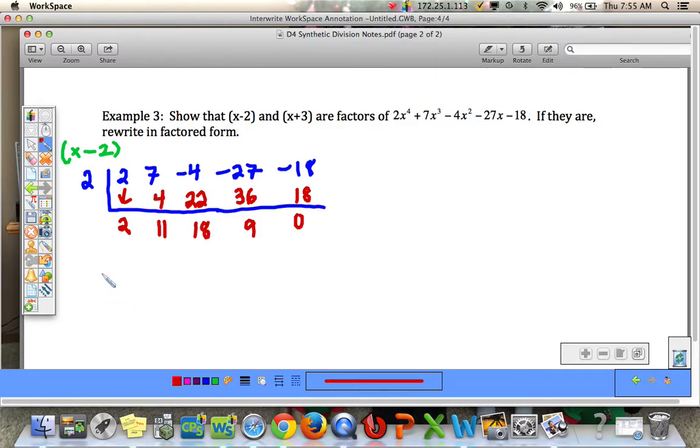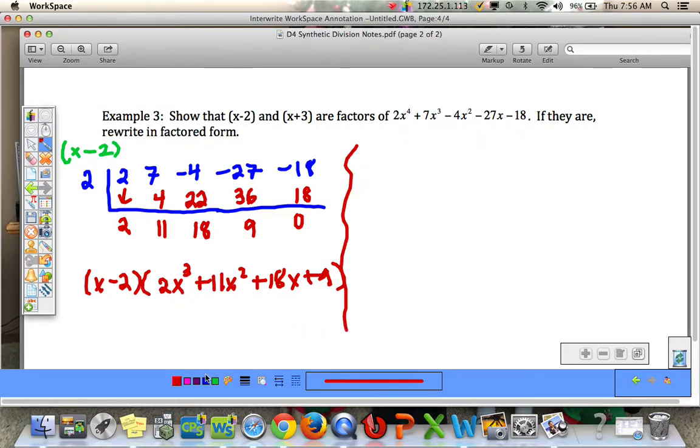So x minus 2 is a factor. And we can rewrite the two factors as 2x to the third power, drop it down a power, plus 11x squared plus 18x plus 9. So here's a factored form of this polynomial right here. Let's try another problem. Let's do x plus 3. Is x plus 3 a factor? What makes x plus 3 0? So the 0 is negative 3.